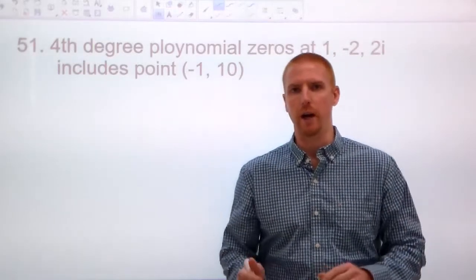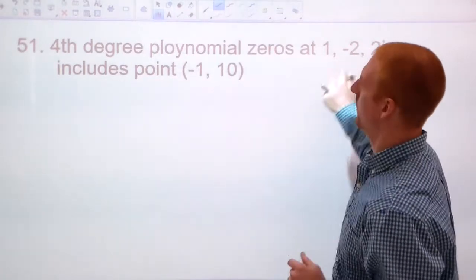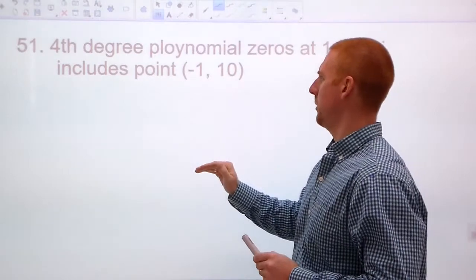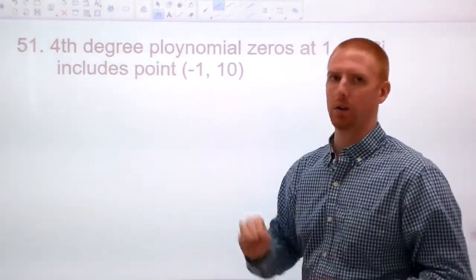All right, 51, we're going to write a polynomial that is fourth degree, has these three zeros, and includes the point -1, 10. They use the language solution point. Basically, it just means that that point is on the graph.